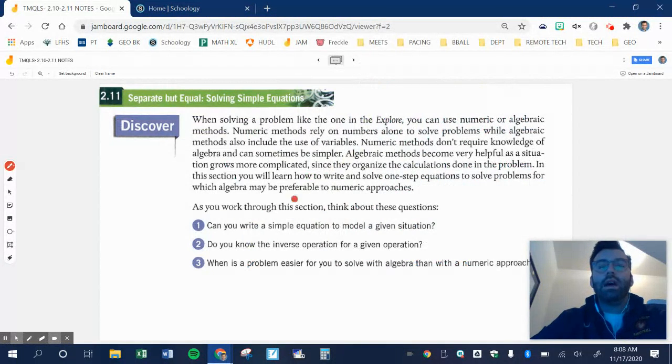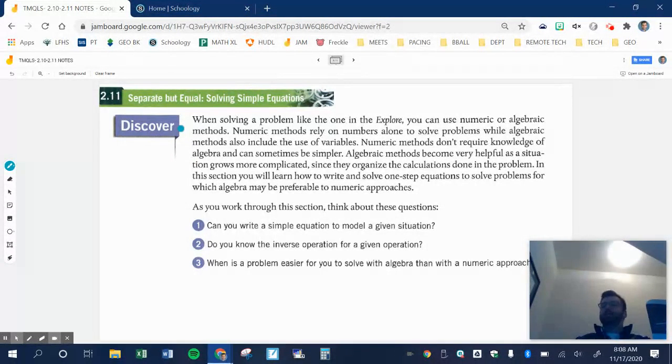All right, now we're going to flip to 2.11. Okay, so go ahead and flip there. We're going to skip the explore on this section. I didn't really particularly like the explore on this section, so we're just going to skip it.